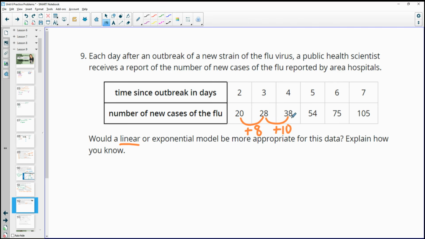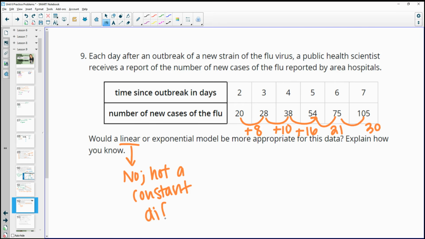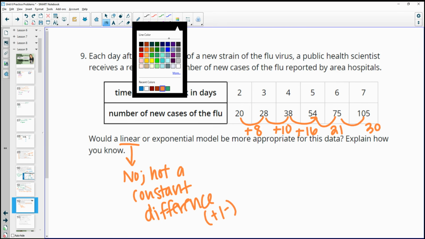Here we add 10. Here we add 16, 21, and 30, right? So linear, no. Okay, not a constant difference, which means in this case, not constant adding. It could be adding or subtracting. In this case, it was going up, but it's not adding or subtracting by the same number.